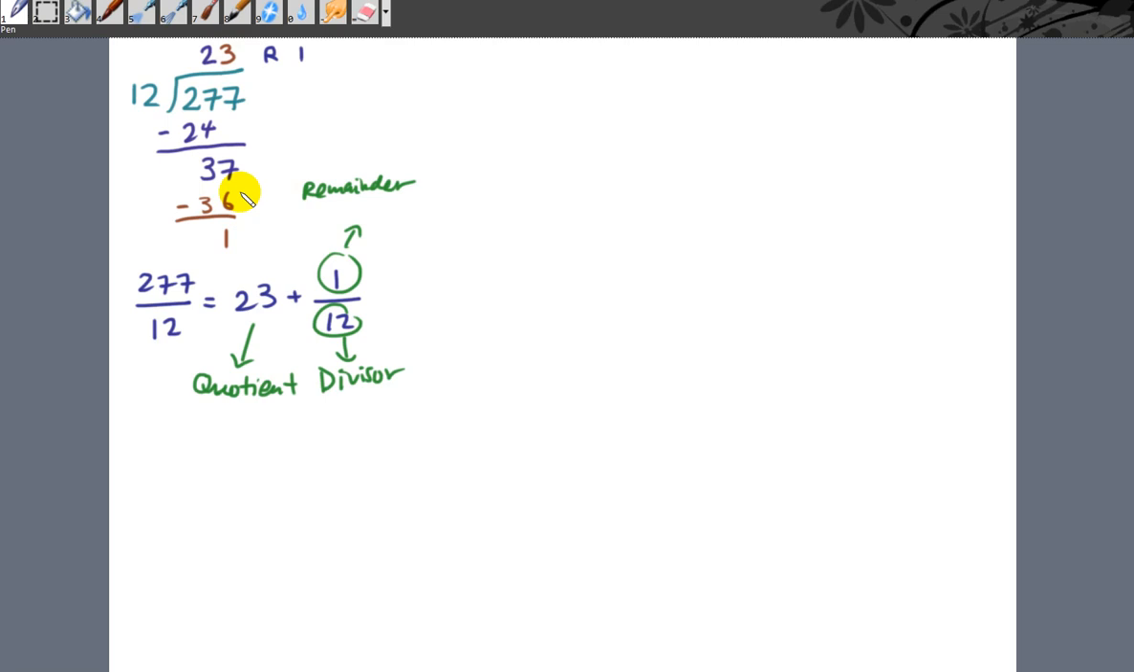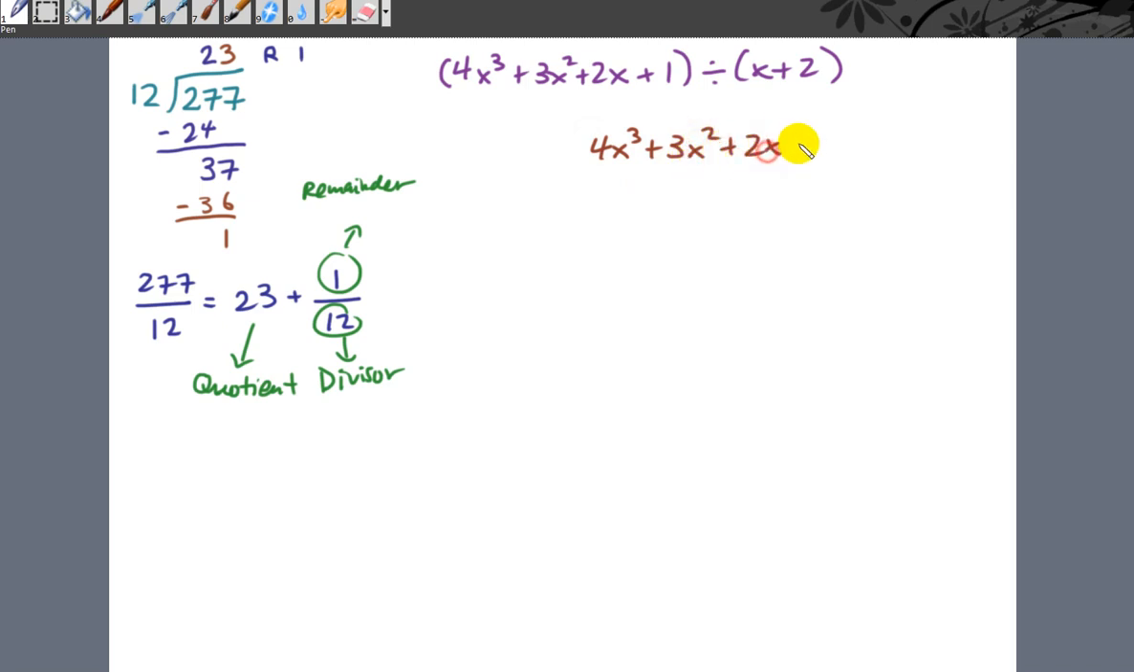Now we're going to take it up a notch. Let's see how this relates to doing long division of polynomials. Let's say I give you 4x cubed plus 3x squared plus 2x plus 1, and I'm dividing that by x plus 2. It is the same idea, something that you may have learned in elementary school, and we're going to apply it to polynomials.